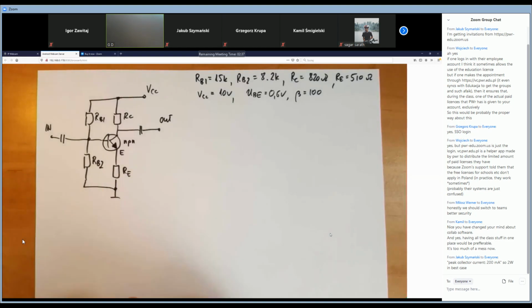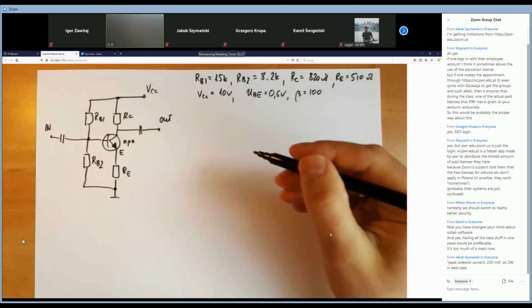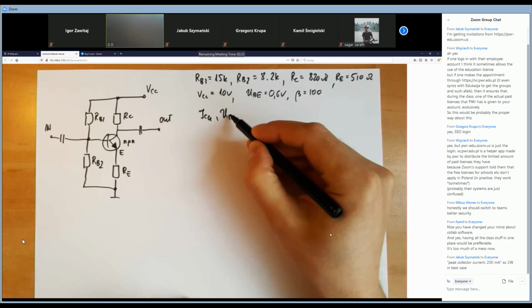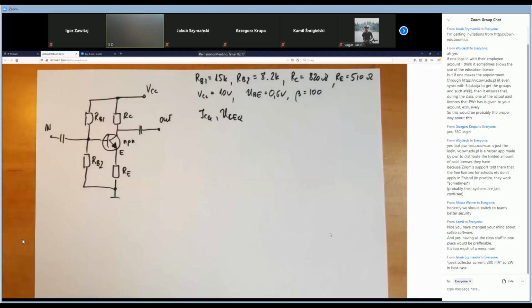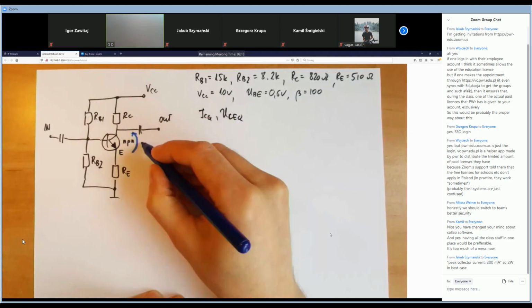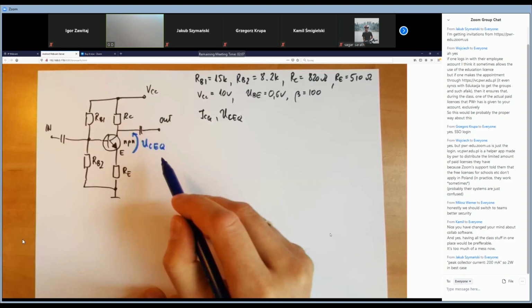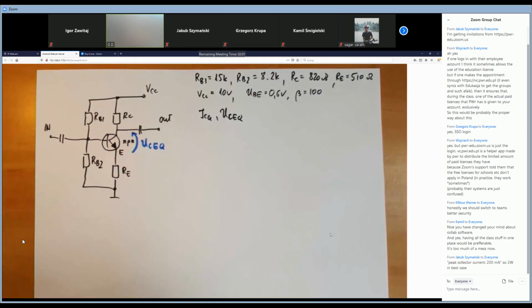So how can we solve this example? We have to make the DC analysis for that circuit. It means we have to find the ICQ and UCEQ values, which means the voltage drop between emitter and collector at the working point for DC analysis, UCEQ, and the current ICQ.